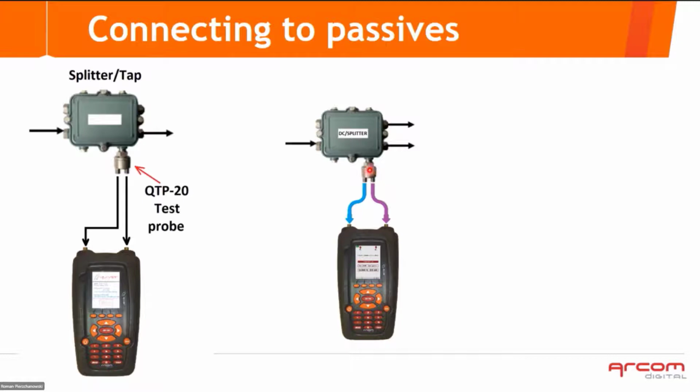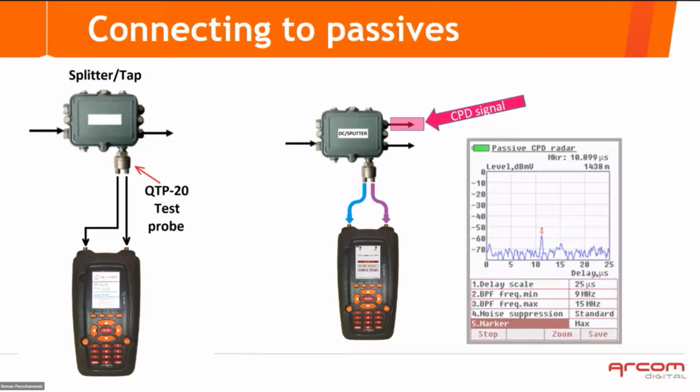Connect on one side and verify if there is anything visible. Let's say the CPD signal is coming on the other leg, but take a look at what you will see. You will see here a small CPD peak, because isolation of these two ports very often is not that high. So you can see the CPD leaking here.